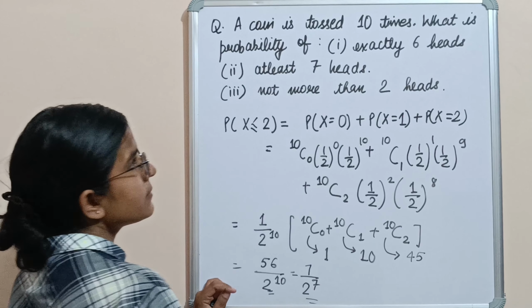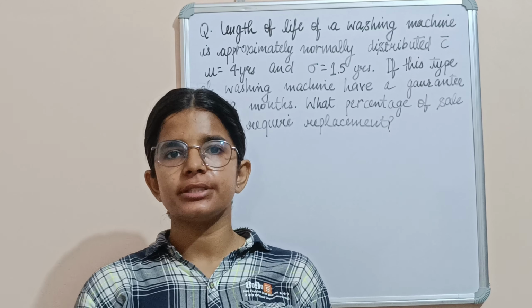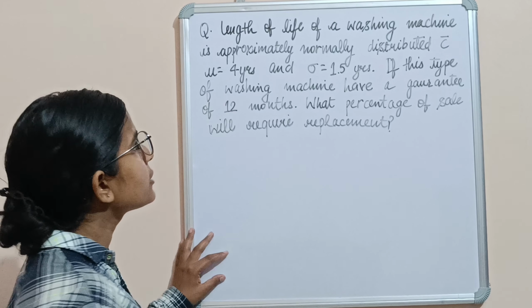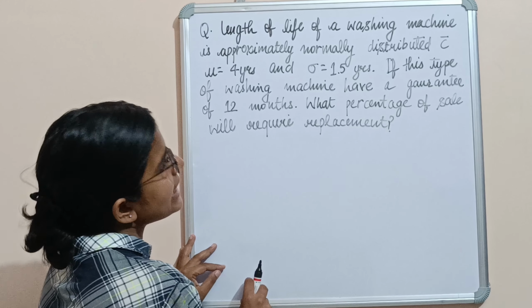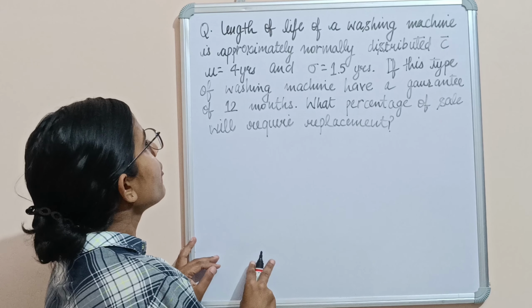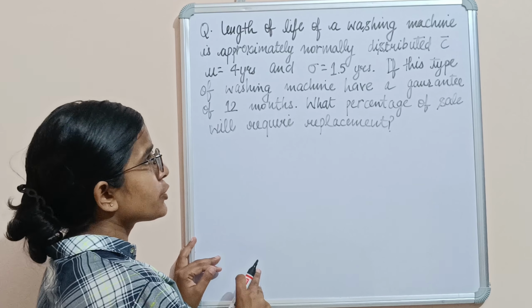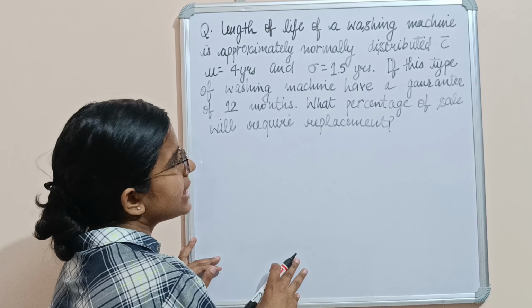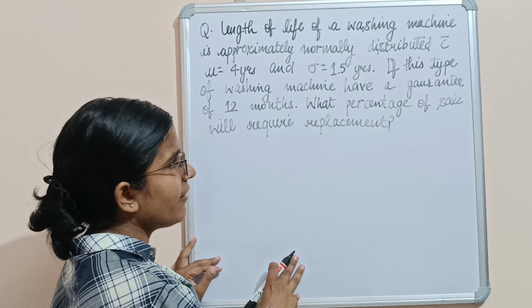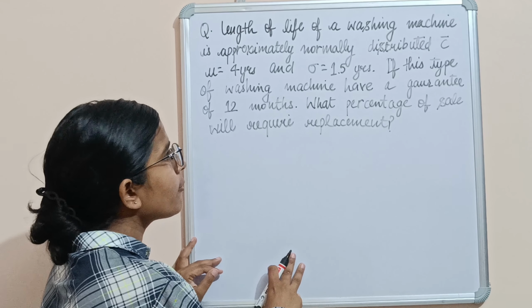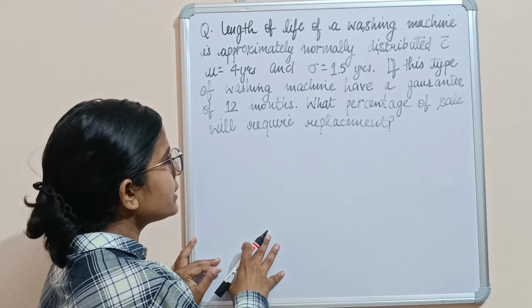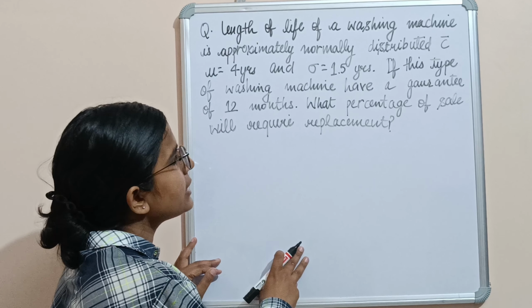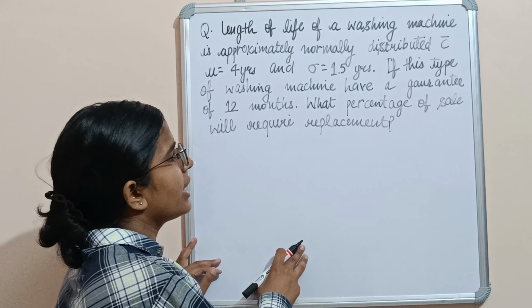This is our answer. Our next question is: length of life of a washing machine is approximately normally distributed with mean equal to 4 years and standard deviation 1.5 years. If this type of washing machine has a guarantee of 12 months, what is the percentage of sales that will require replacement?